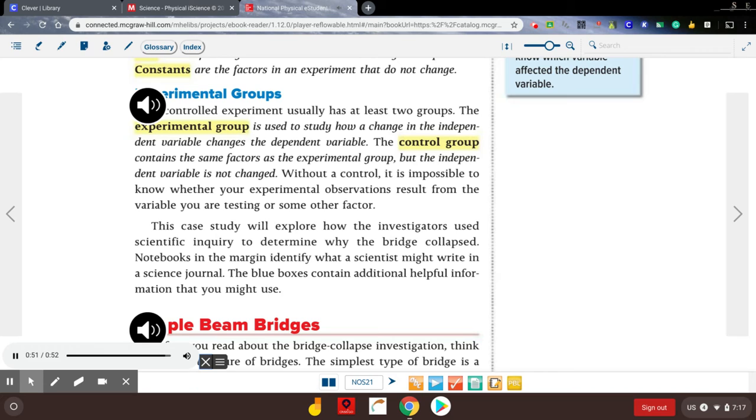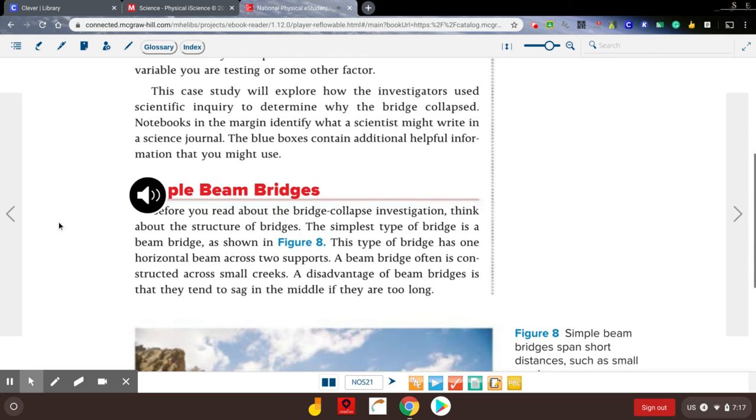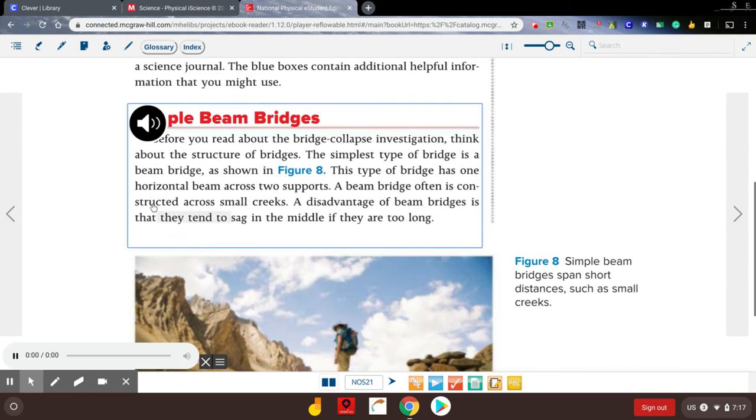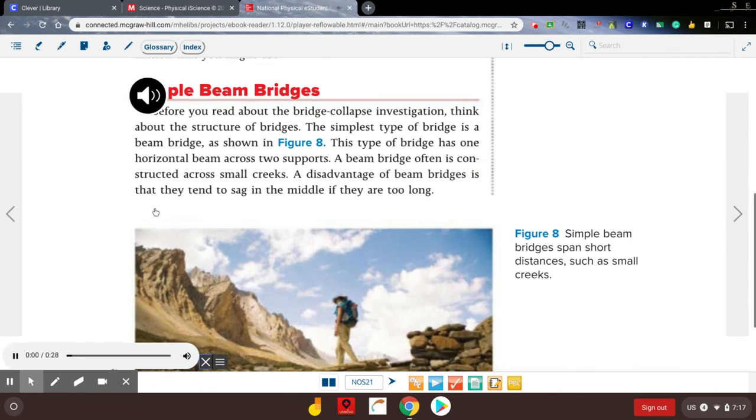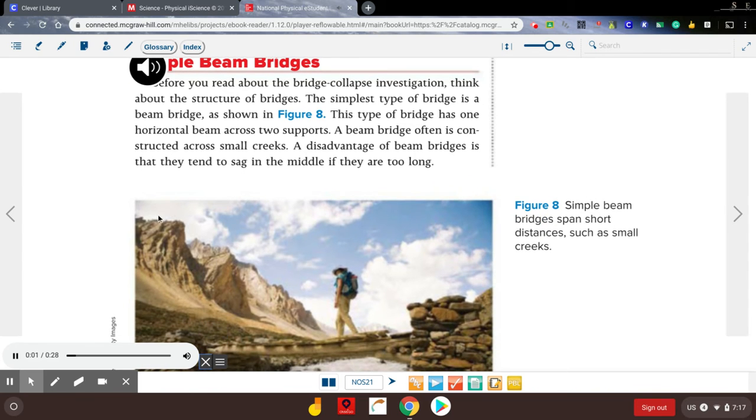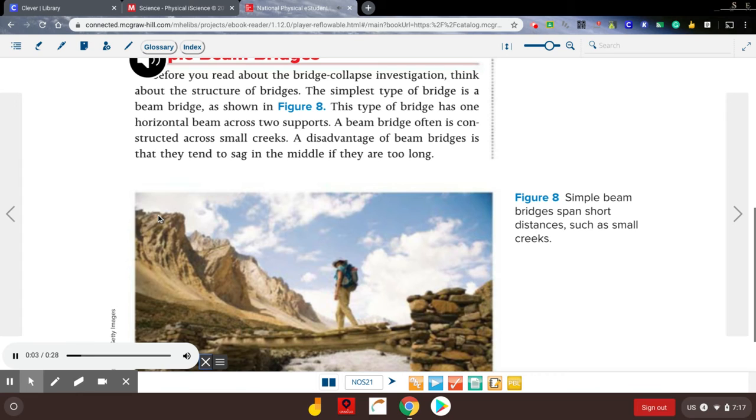Simple beam bridges. Before you read about the bridge collapse investigation, think about the structure of bridges. The simplest type of bridge is a beam bridge, as shown in Figure 8. This type of bridge has one horizontal beam across two supports. A beam bridge often is constructed across small creeks. A disadvantage of beam bridges is that they tend to sag in the middle if they are too long.